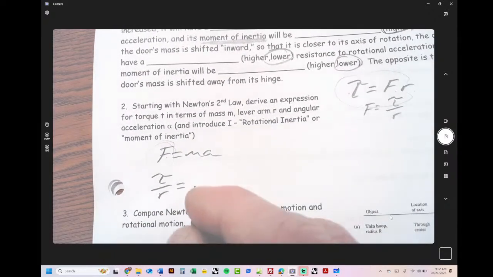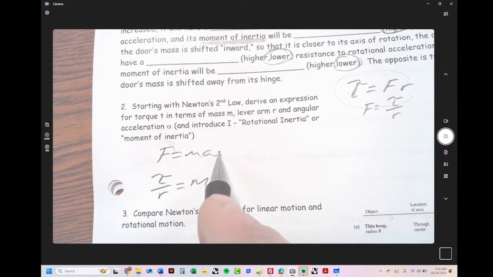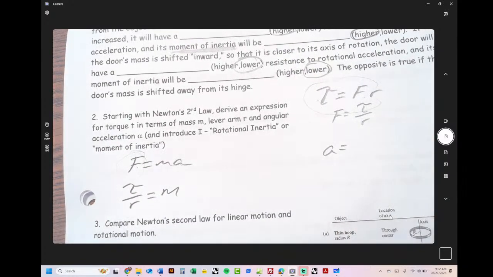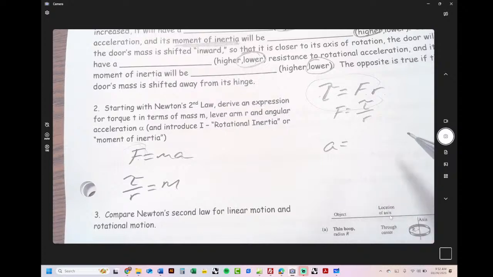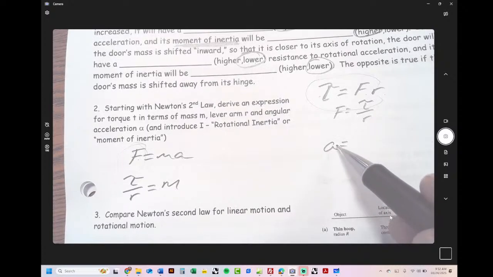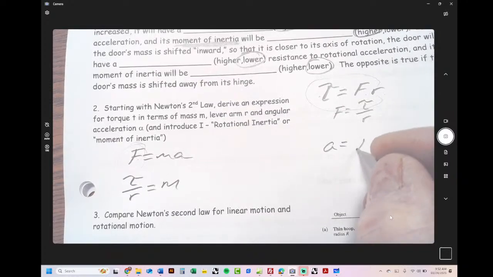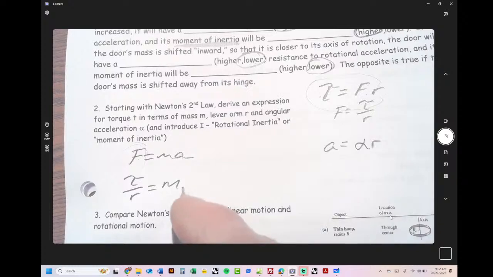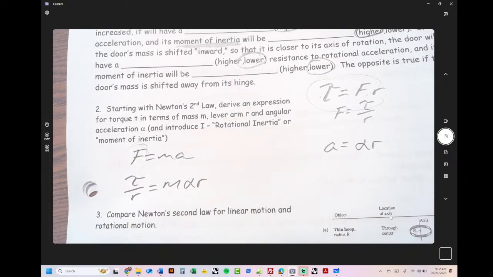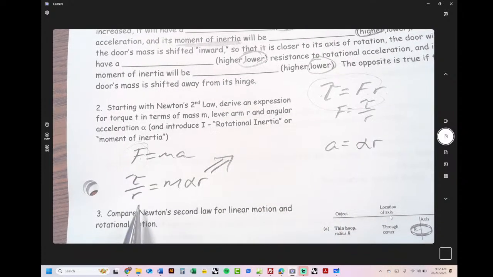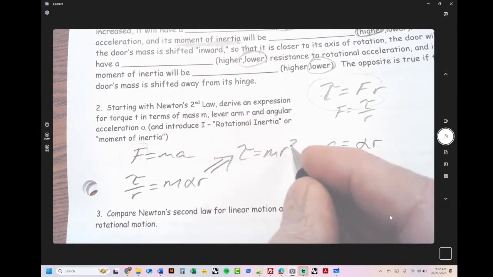And I'm going to leave mass alone, but I'm going to substitute in the angular version of a. So linear acceleration a is equal to what in the angular world? What's the symbol for angular acceleration? Alpha. So a equals alpha r. So instead of a there, I'm going to write alpha r. And now I'm going to multiply both sides by r and then reorganize some things, and I get torque equals m times r squared alpha.